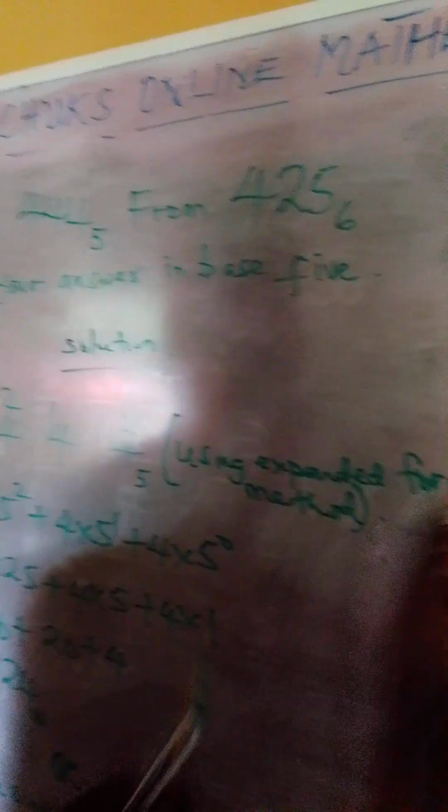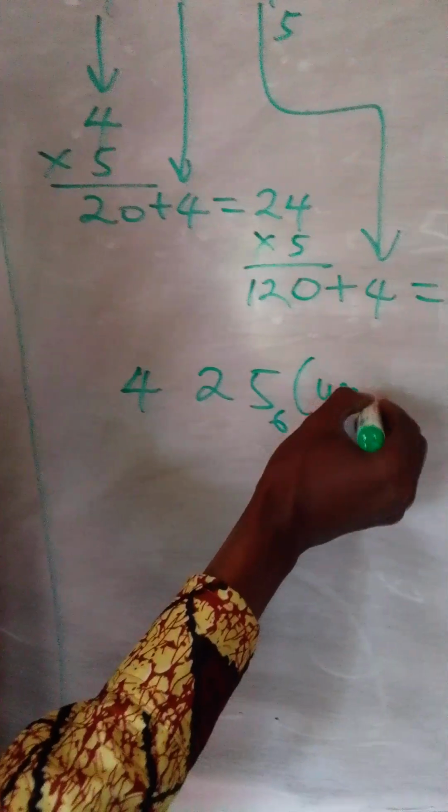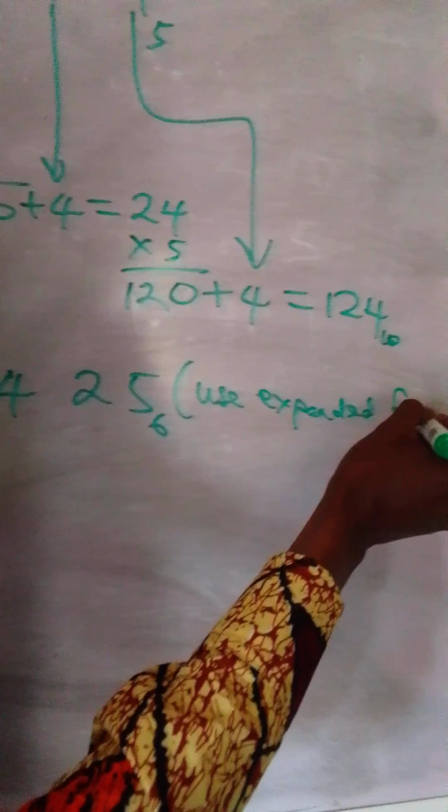Now let me convert the next number. Alright, then let's convert 425 in base 6. I'll use the expanded form method again.